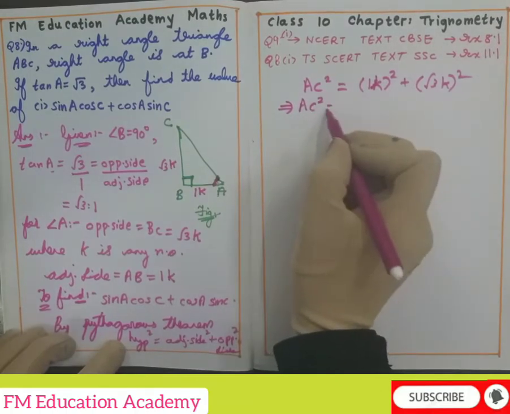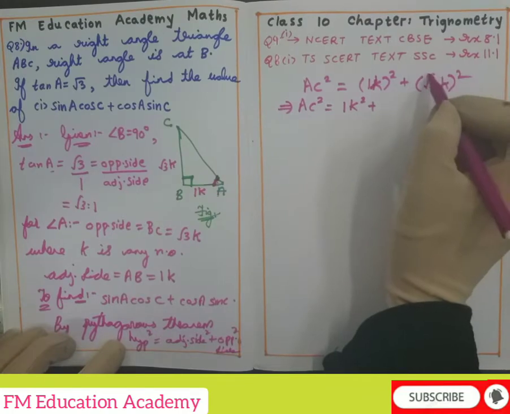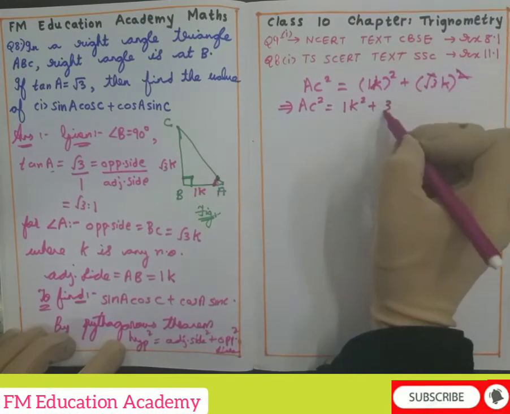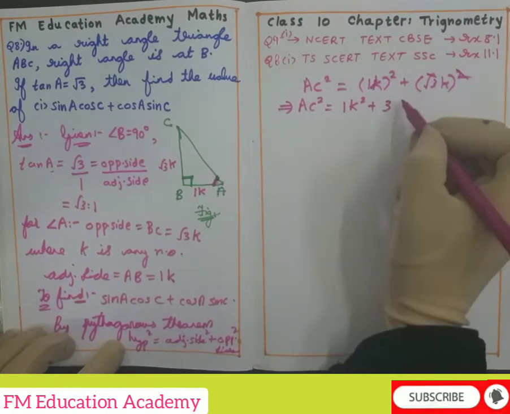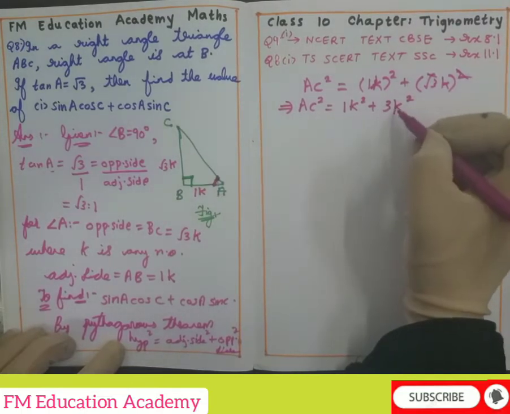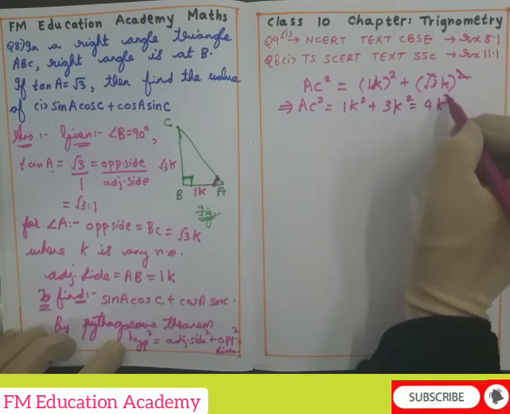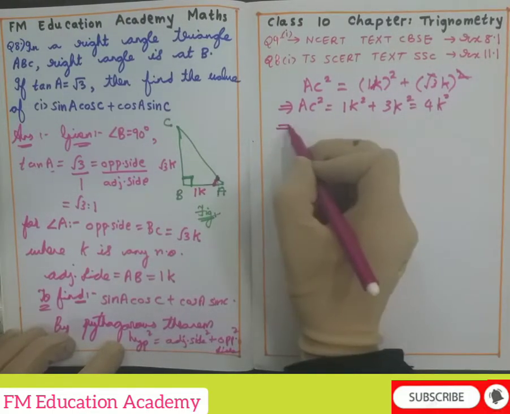So AC square is equal to 1k square only, plus root 3 whole square, which means root 3 and square will get cancelled, 3 will be left, and k square will be left because this square belongs to k as well as root 3. So 3 plus 1 is 4. So AC square is equal to 4k square, but I don't need AC square, I need AC.